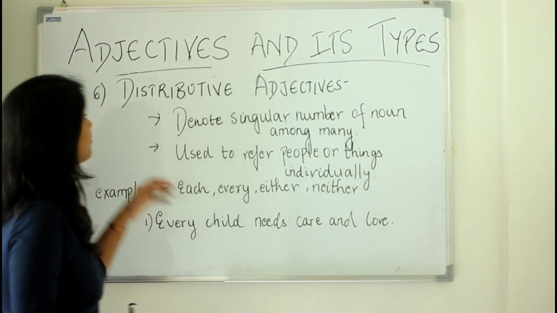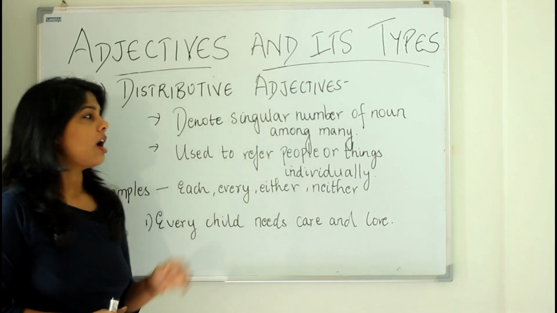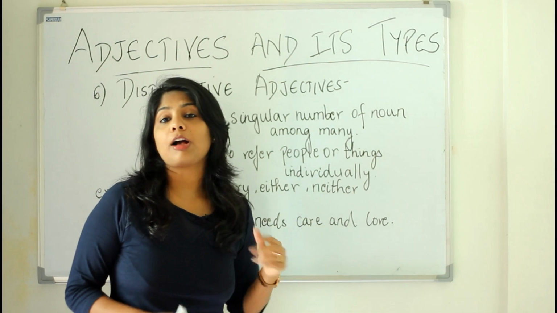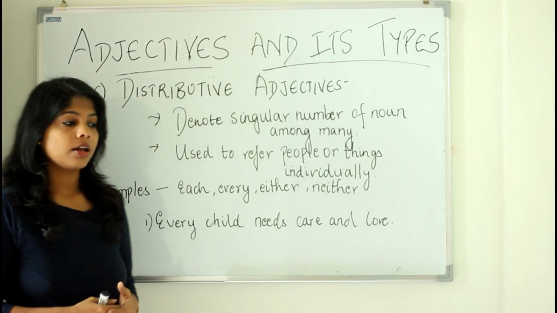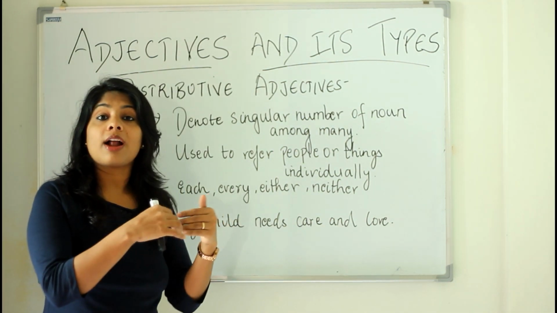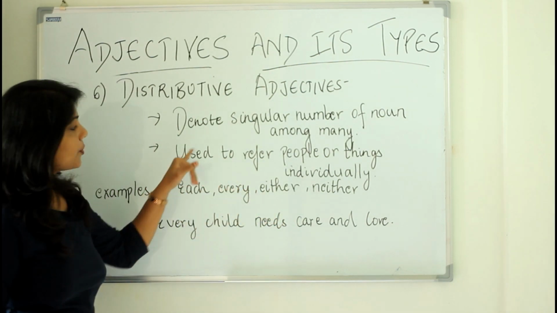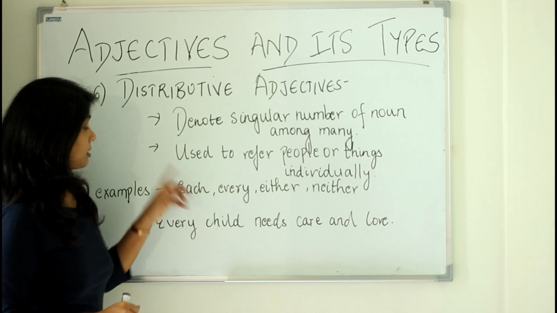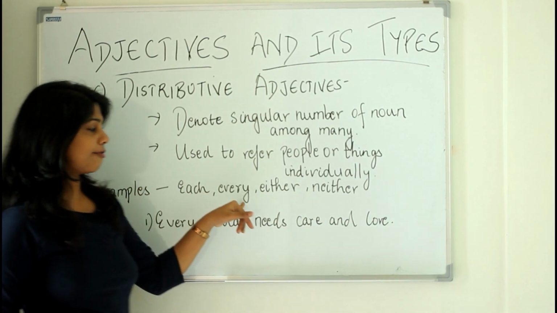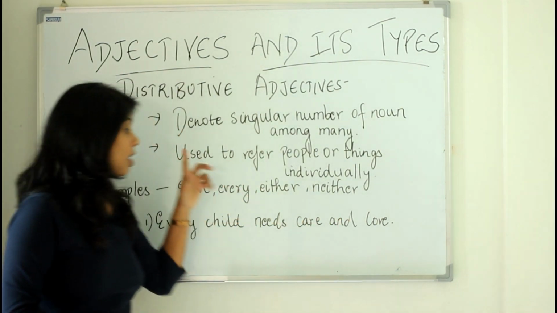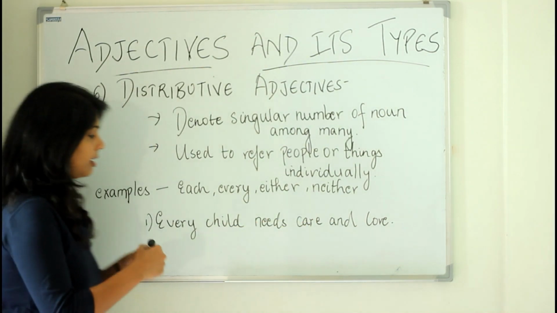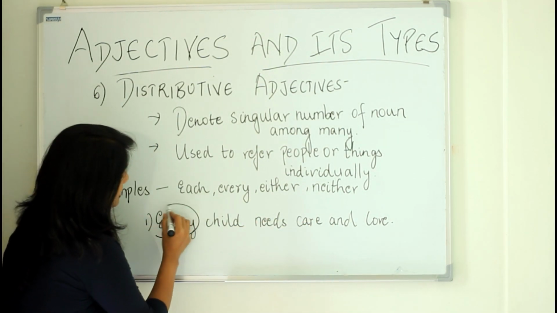The next one is the distributive adjectives. Now the distributive adjectives denote single number of nouns among many. It tells you that one particular thing is one among many. It is used to refer to people or things individually. Some examples are each, every, either, neither. For example, every child needs care and love. Here, the distributive adjective is every.